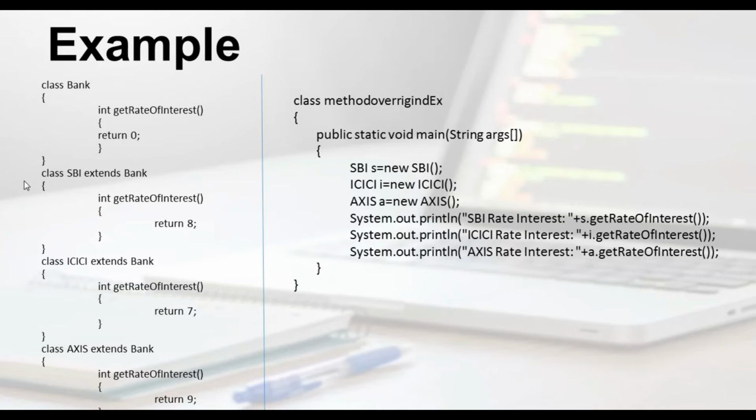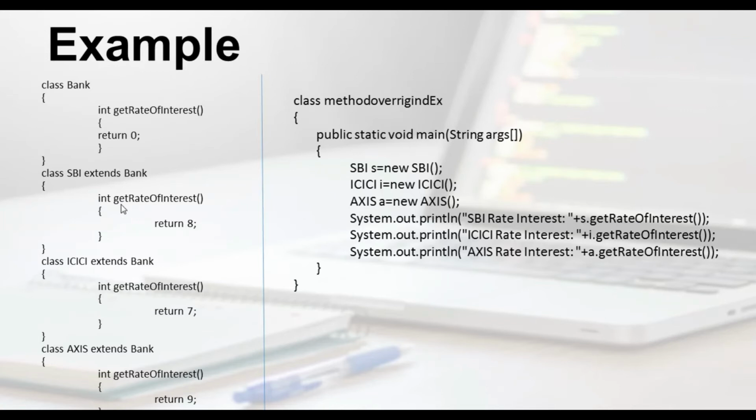In the second class, that is class SBI, I have used the relationship extends. Means I am going to define one inheritance relationship over here, as we have seen in the previous example. In the same class SBI, I have defined one method as int getRateOfInterest. When this method of the SBI class is called, the output is return 8.